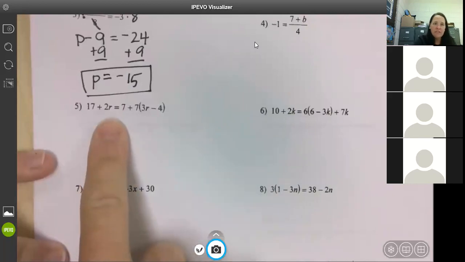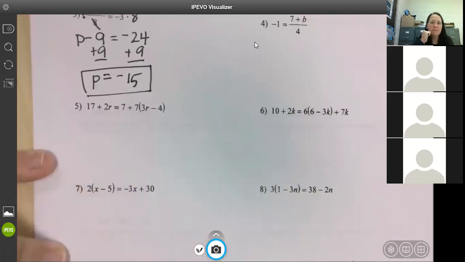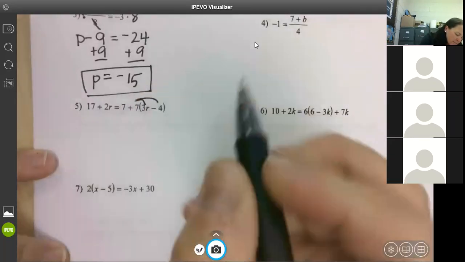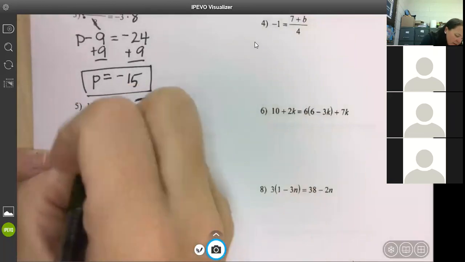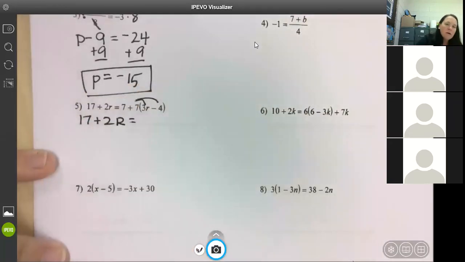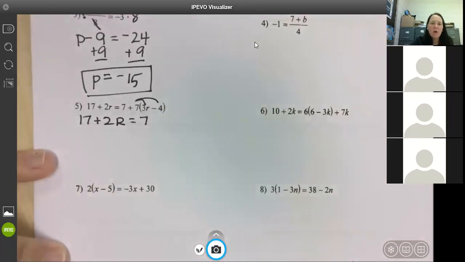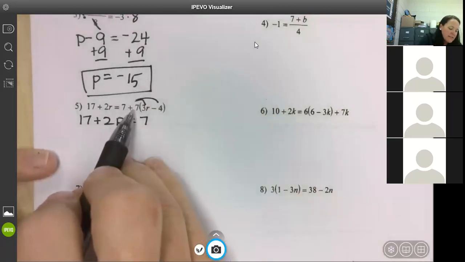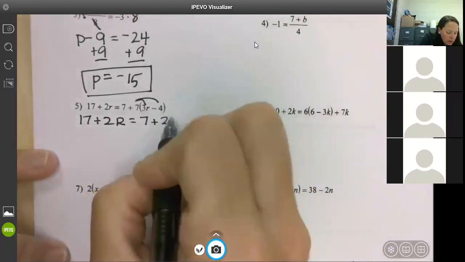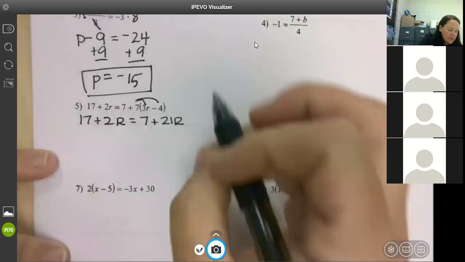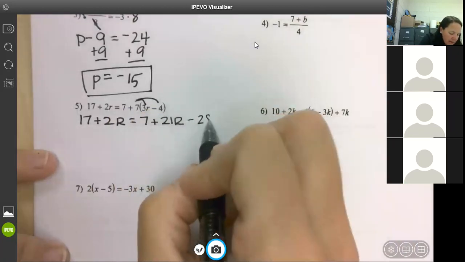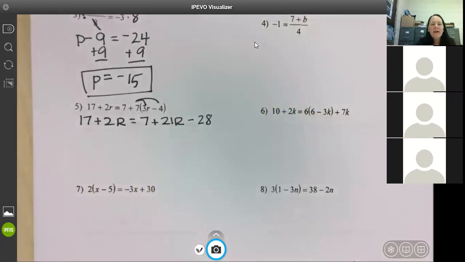All right, so then on 15, what do we need to do on 15? Multiply by 7. Number 5, not 15. I'm sorry, y'all. Multiply by 7. I apologize. So leave the 17 plus 2R. We have an equals. Make sure that you're copying the problem right. I had somebody copying the problem wrong yesterday. Just be careful. 7 times 3 is 21R, and 7 times -4 is -28. What do we have to do now?